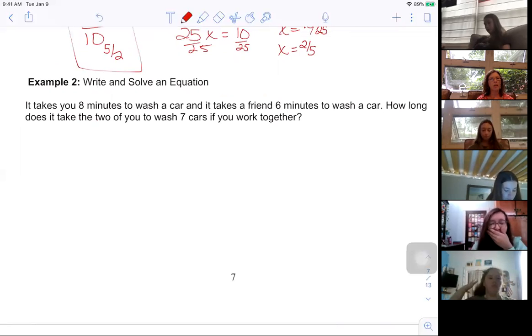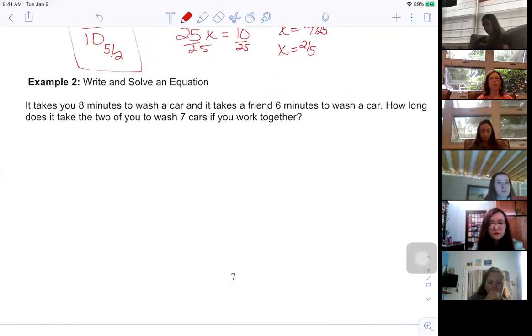So it says it takes you 8 minutes to wash a car, which I don't know, it seems like the car wouldn't get washed very thoroughly in 8 minutes. Maybe it's a small car. It takes your friend only 6 minutes to wash the car. So they're not even doing a very good job washing the car because they only take 6 minutes. How long would it take the two of you to wash 7 cars if you work together?